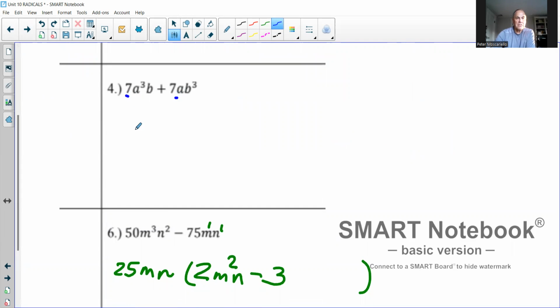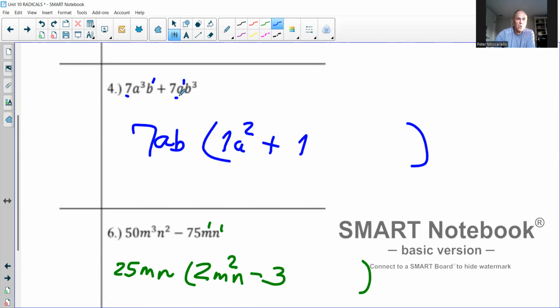How about this one? What goes into 7 and 7? Just 7. How many a's can I take out? The smallest exponent on the a's is 1. The smallest exponent on the b is 1, leaving me with 7 divided by 7 is 1. There are 3 a's. I took 1 out, so there's 2 left. There's 1 b. I took 1 out, none left. 7 divided by 7 is 1. 1a, took it out. 3 b's, took 1 out, there's 2 left. That's your answer. We don't need to write these ones. It's not wrong if you do, but you don't need them.